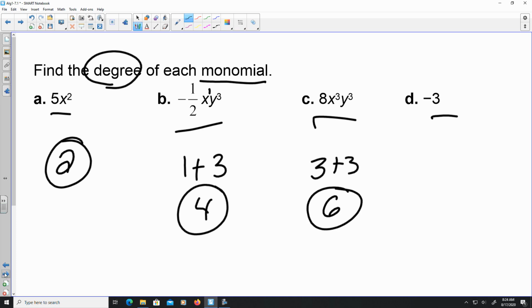Now, the last one, negative 3, has no variables. If you wanted to put a variable to it, you could say this is x to the 0 power. And if you remember from past lessons, from other math courses, anything raised to the 0 power is going to be 1, so it's negative 3 times 1. But since it's a 0 degree exponent, you have a degree of 0 in that situation.